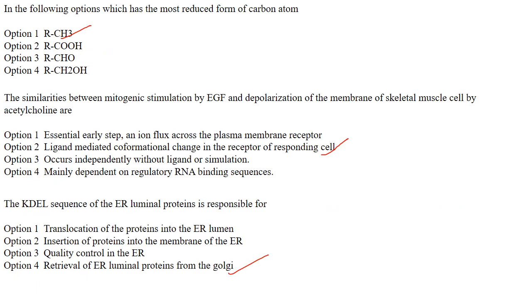So coming to the next question, in the following options, which one is the most reduced form of carbon? It is RCH3. The similarities between mitogenic stimulation by EGF and depolarization of the membrane of skeletal muscle cell by acetylcholine are ligand-mediated conformational change in the receptor of responding cell. Then KDEL sequence of the endoplasmic reticulum luminal protein is responsible for retrieval of endoplasmic reticulum luminal protein from the Golgi.